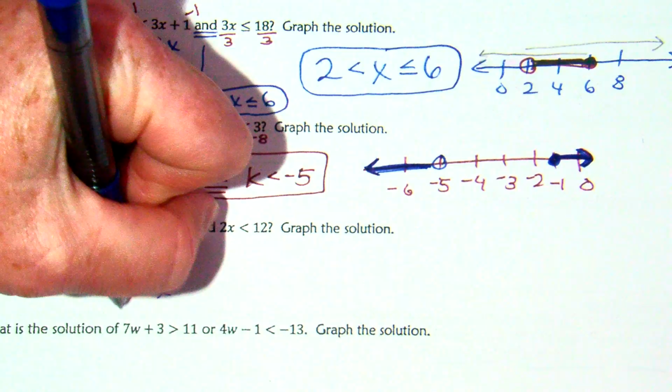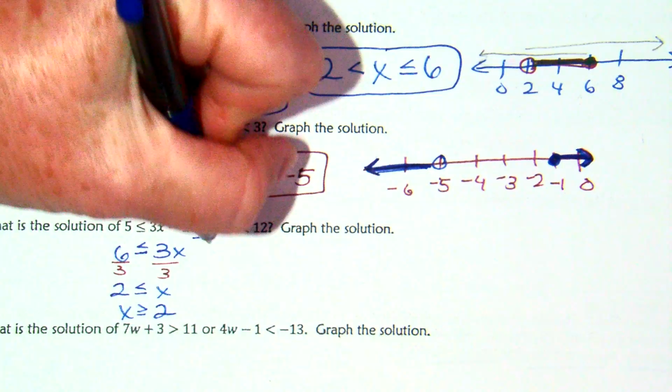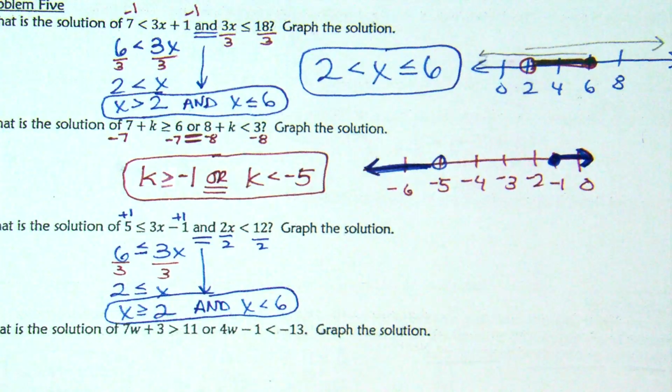What's the word I carry down? And. For 2x less than 12, I need to divide by 2, and x is less than 6. Okay, this is one way to write your answer. However, for final answer, put it together, write it as that compound inequality, where x is in the middle.